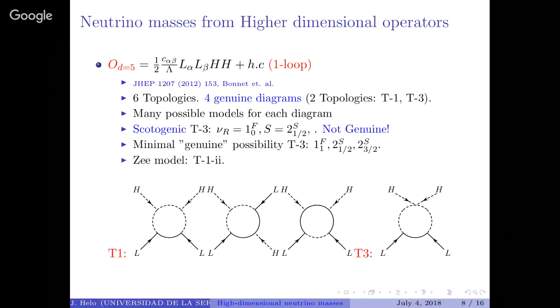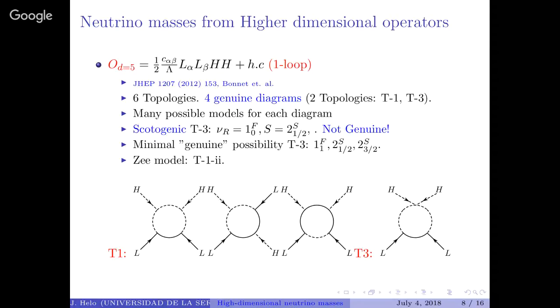Let us now discuss the one-loop realization of neutrino mass models. The authors of this paper systematically analyzed all one-loop dimension 5 topologies. In total, they found that there are 6 topologies, but only 2 of them, which they call T1 and T3, can yield genuine models in our sense. This leads to 4 different diagrams shown in this figure. The well-known Zee model corresponds to T1, this one. An example for T3 is the scotogenic model, which has a right-handed neutrino and a doublet scalar in its particle content. The scotogenic model is not genuine in our sense because it requires an additional Z2 symmetry in order to forbid the tree-level dimension 5 seesaw type 1 mechanism, which otherwise will be generated by the presence of the right-handed neutrino.